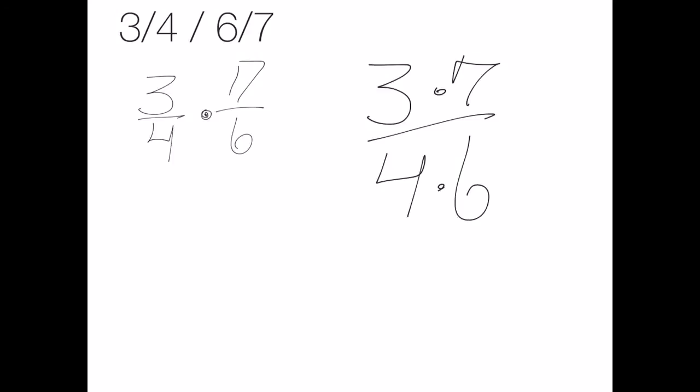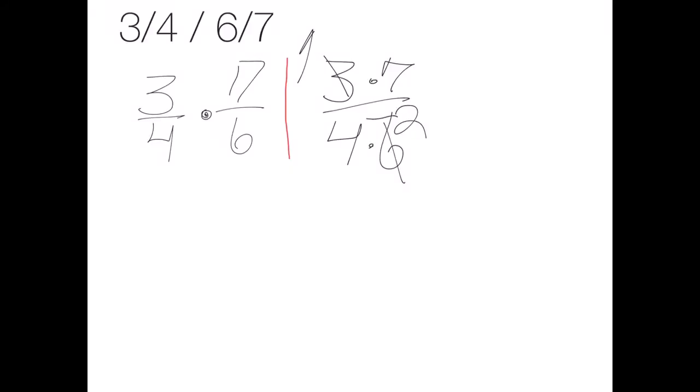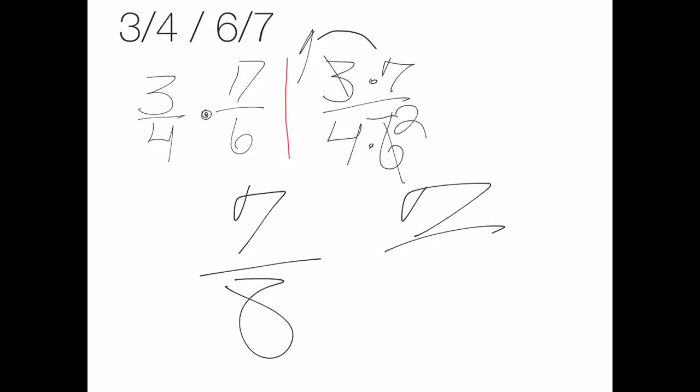Now you see if you could divide anything into anything. First, I notice 3 can go into 6 once, 3 can go into 3 once, and into 6 twice. So, now you multiply. 1 times 7 is 7. 4 times 2 is 8. Your answer is 7/8.